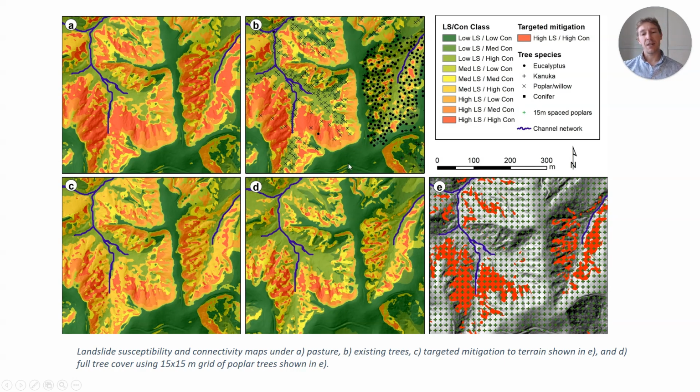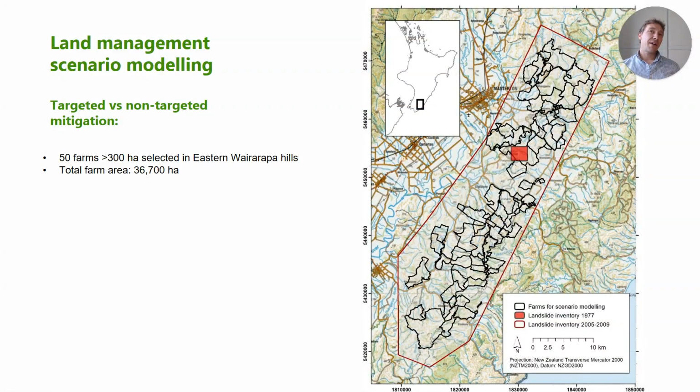high class. Okay, so these scenarios were computed for 50 farms in the Wairarapa, each of these farms larger than 300 hectares in size, total area of almost 37,000 hectares.